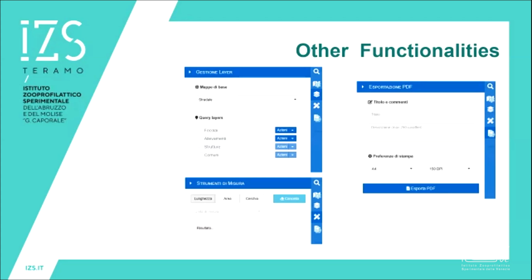So the layer of the map, and you can interact with the layers that you created for the outbreaks, the municipalities, and you have some tools to measure distances, areas, and then you can produce a PDF file to save all this information and to use as a report if you need.